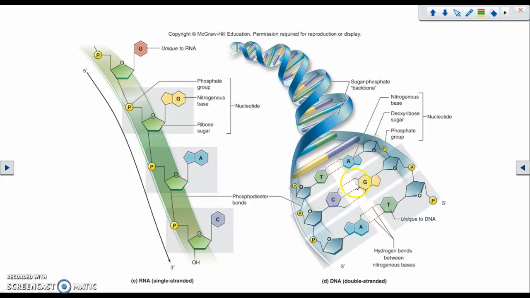Okay, in DNA you have A, T, G, C. A and T hydrogen bond together, G and C hydrogen bond together. In RNA, folks, we do not have thymine. We don't have T. So instead of T, we actually have uracil, U. So this is highly unique to RNA.